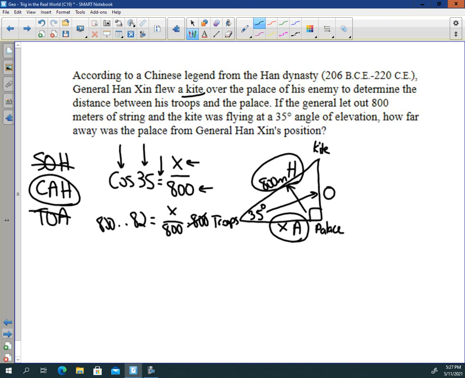On this side, these 800s clear. On this side, you have 800 times 0.82, which is 656, and that equals what's left over on the right, which is x. Done. So we know that Hans's troops are 656 meters from the palace. Done. Clever. No.